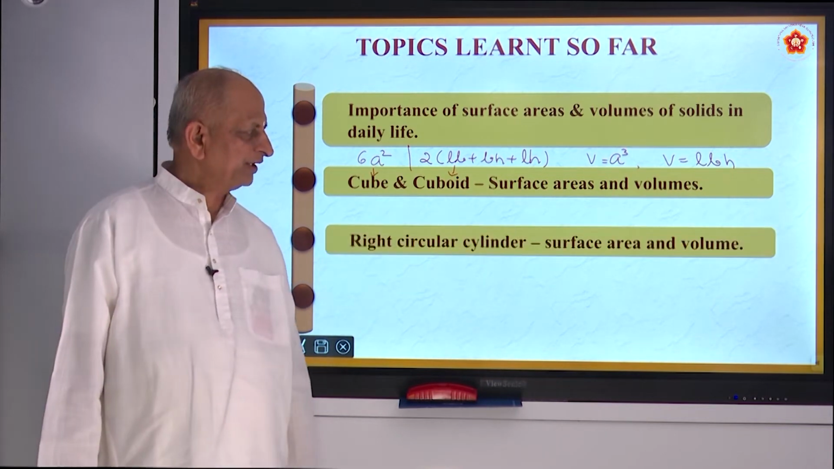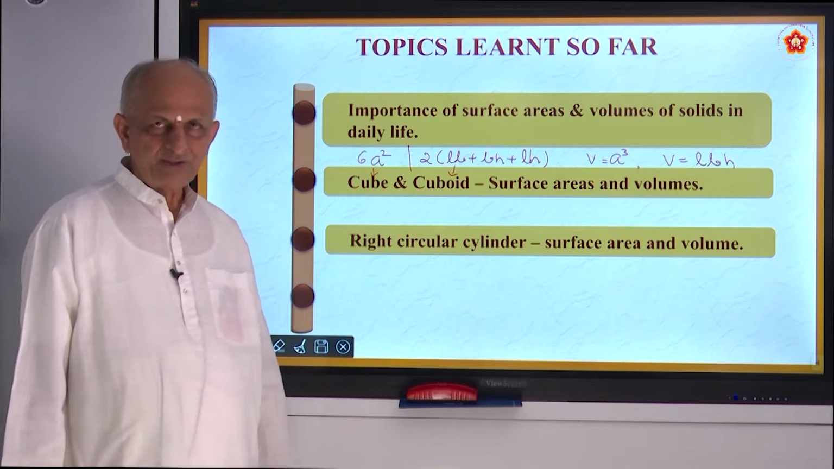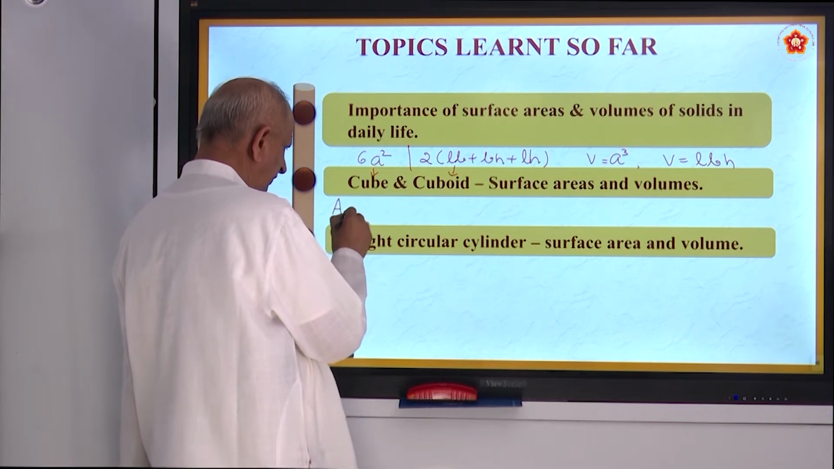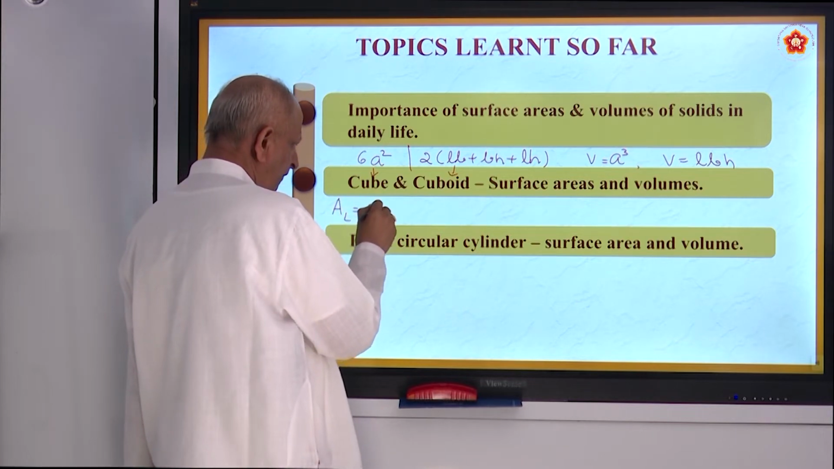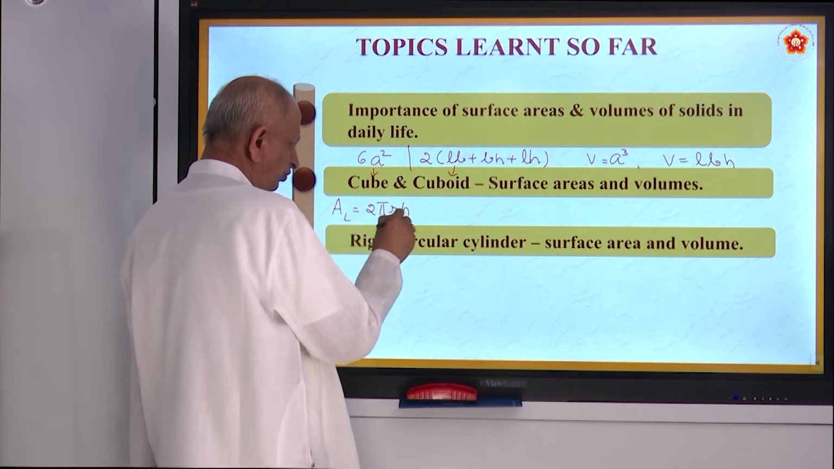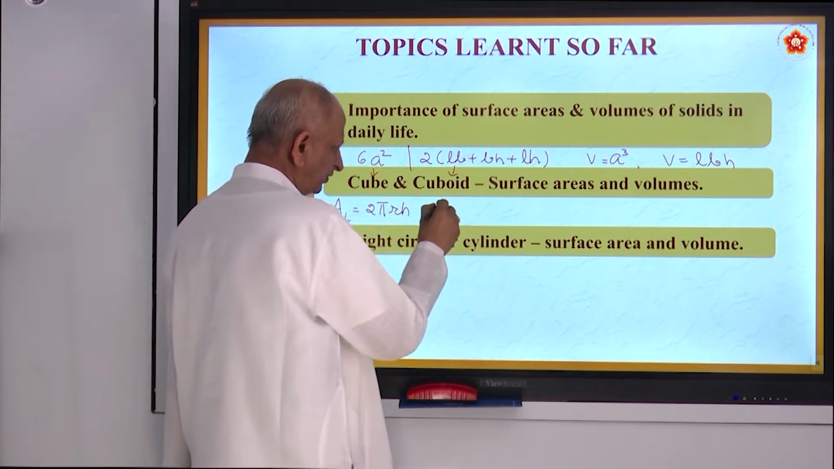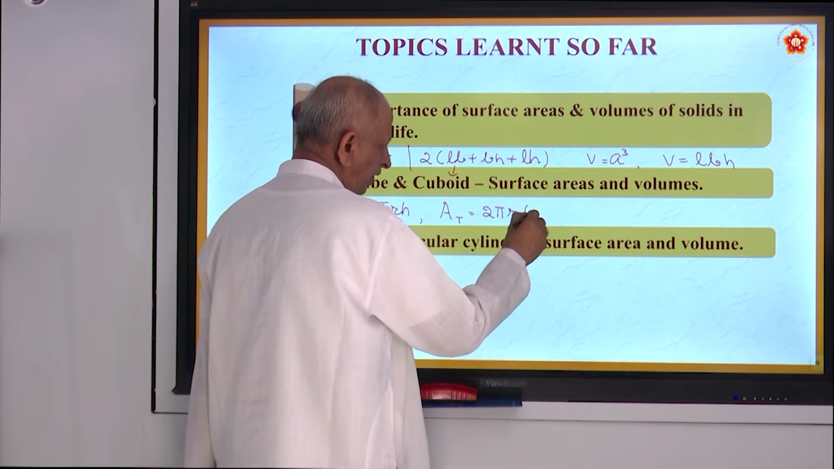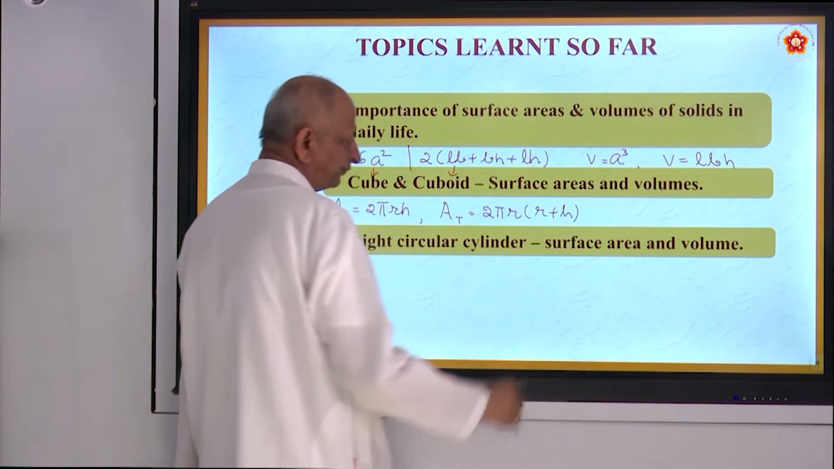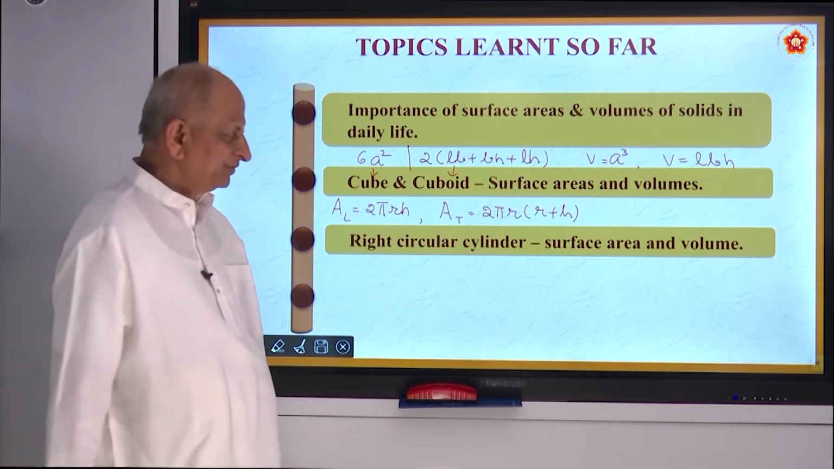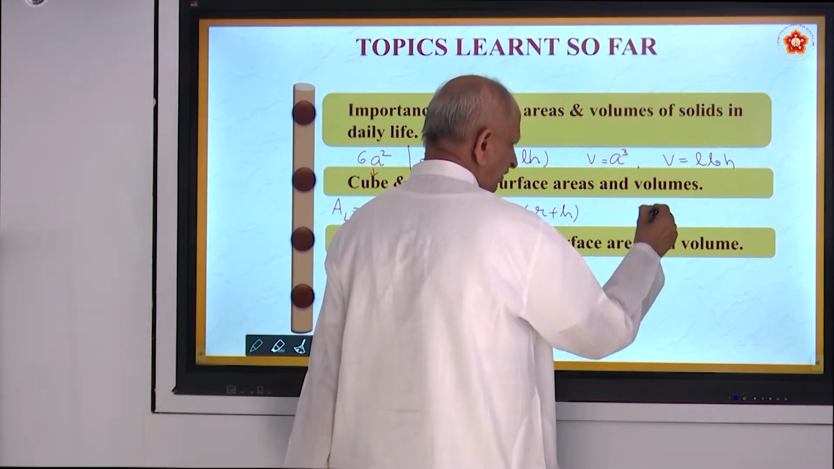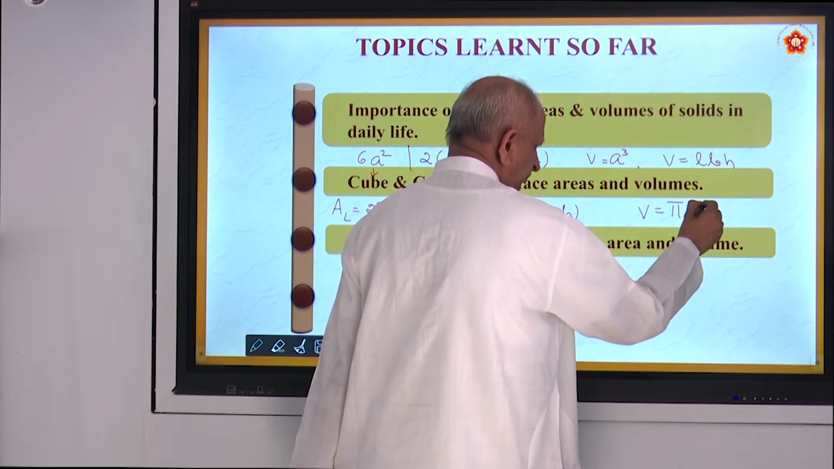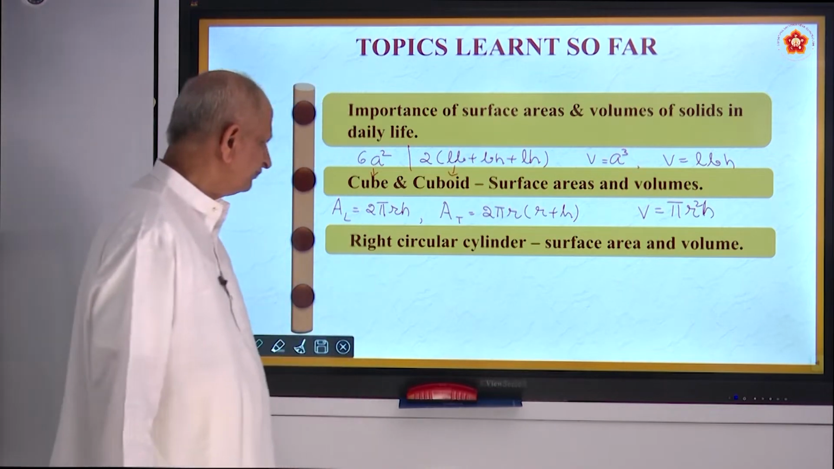Also we have studied about surface area and volume of cylinder. Surface area, there are two. One is curved surface area, that is 2 pi r h, so much of square units. And total surface area, we call it as AT, 2 pi r into r plus h. Also we have studied the volume of a cylinder. V is equal to pi r square h, so much of cubical units, is it not?